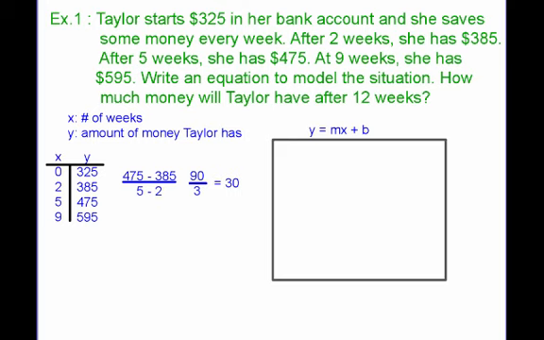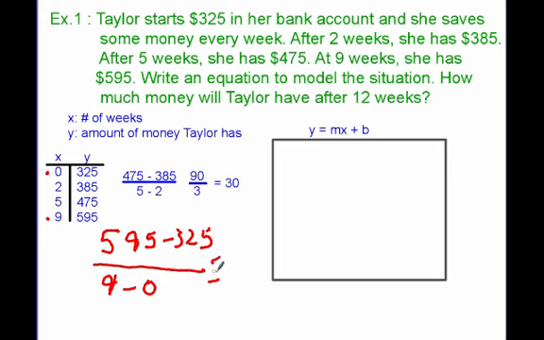Now, we can check with any of the other values to make sure that that's correct. For example, if we took these 2 points and we said 595 minus 325, divided by 9 minus 0. Well, let's see. 595 minus 325, that's 270. Divided by 9, well, that gives us 30.